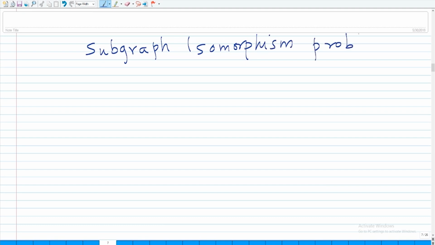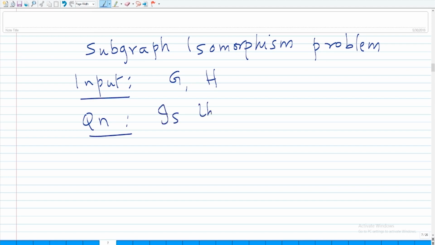But let's look at a related problem which is in your problem sheet. I don't know how many people really tried, which is a subgraph isomorphism problem. What is a subgraph isomorphism problem? Your input is two graphs G and H, and the question is: is there a subgraph of G isomorphic to H?